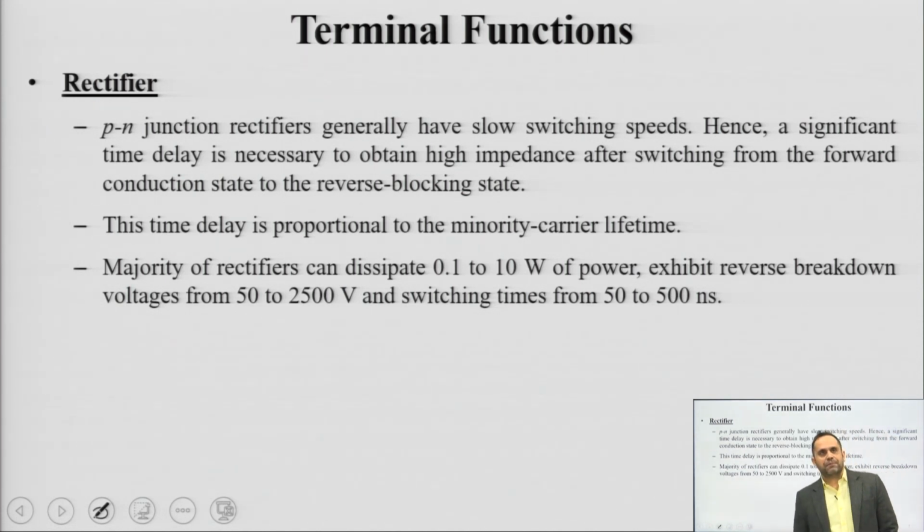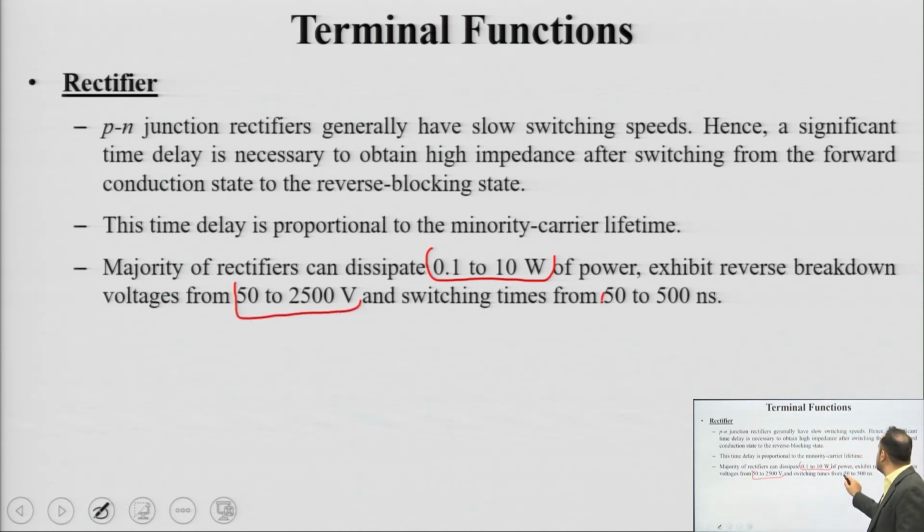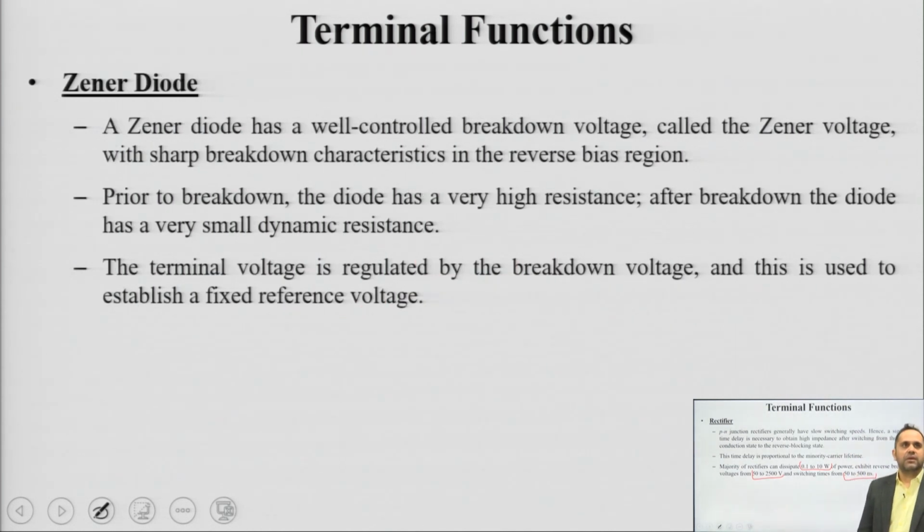This time delay is proportional to the minority carrier lifetime. The majority of rectifiers can dissipate small amounts of power, 0.1 to 10 watt, exhibit reverse breakdown voltages from 50 to 2500, and switching times from 50 to 500 nanoseconds. Okay. Another terminal function of a diode can be in voltage regulation, which is generally done via a Zener diode.